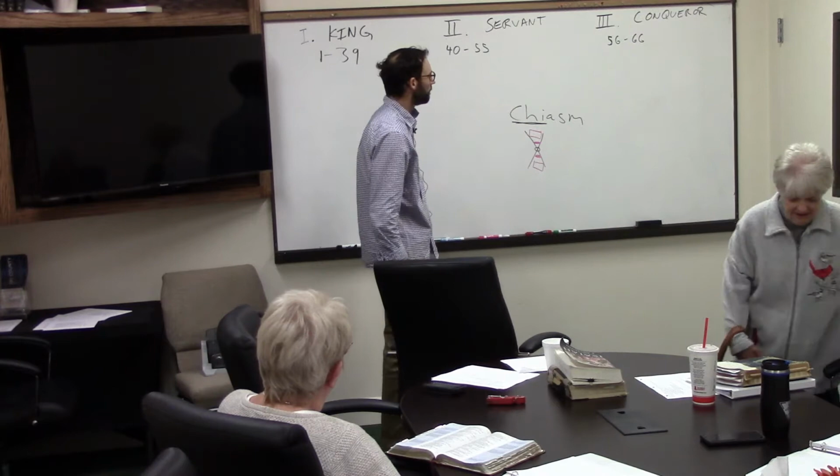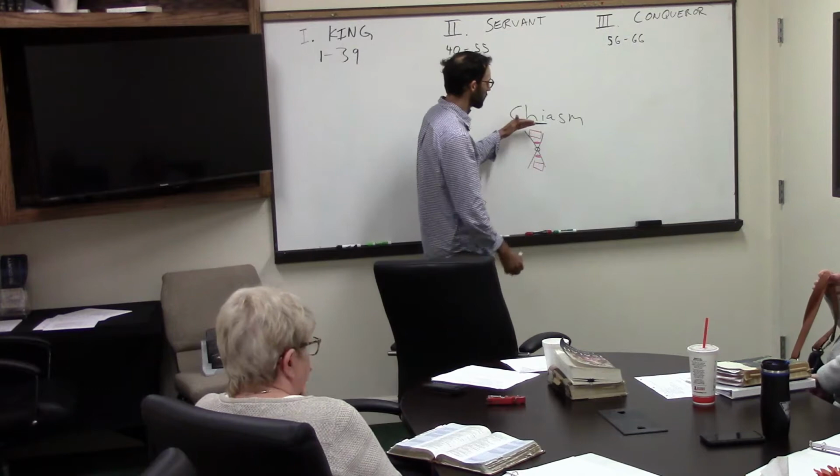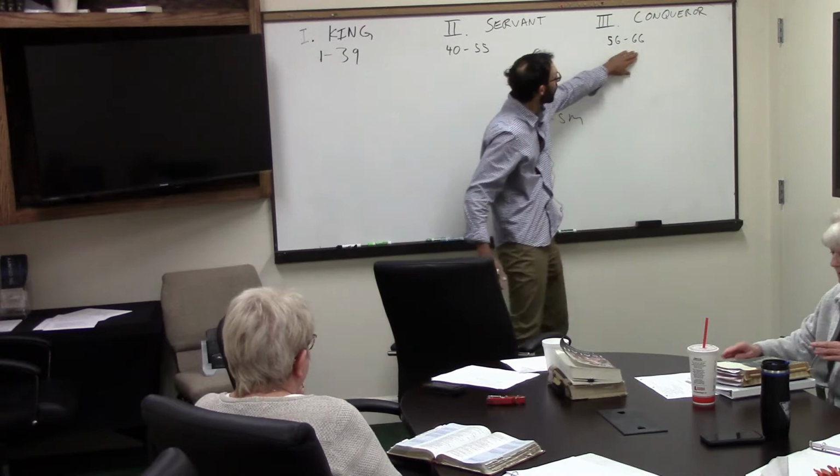Barb, do you remember what a chiasm is? That's what we're talking about. It's just review. No, I don't think I do. Okay, well, it's just when there's a story that has something at the beginning and end that are similar, something in the middle that's similar, and then the focal point at the center. That's all. And this whole last section, part three, is a big chiasm. That's why we're talking about it.